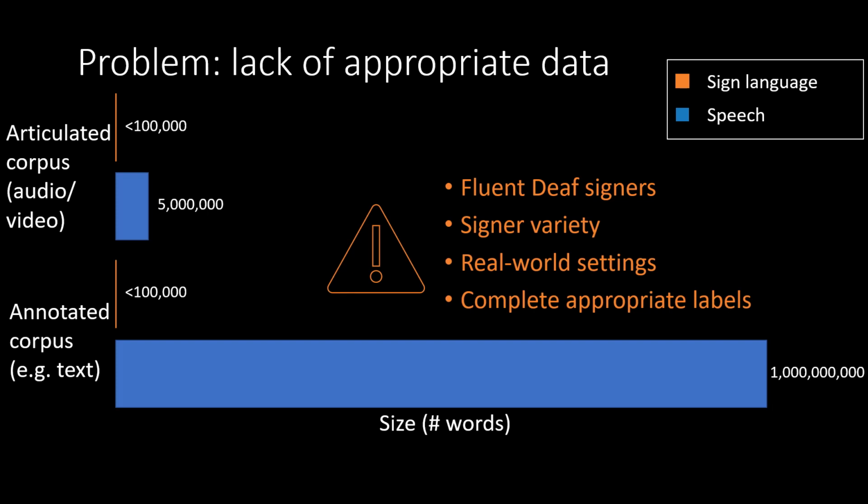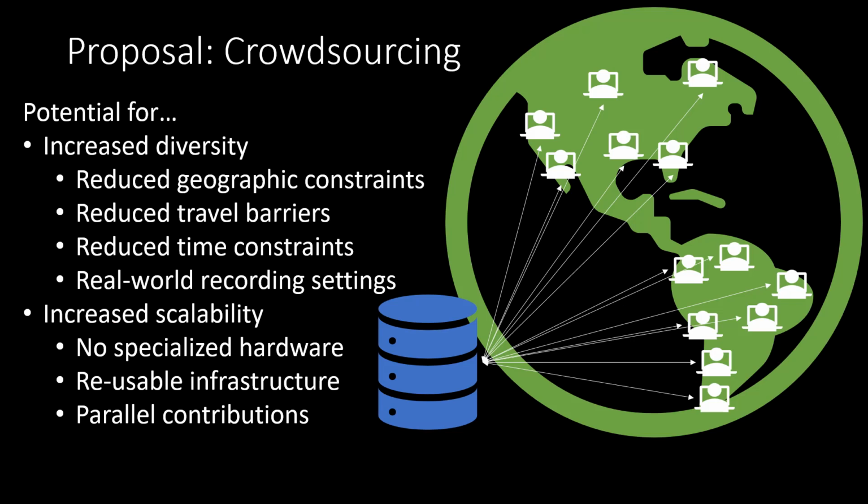To enable signing communities to curate sign language datasets that overcome these limitations, we consider the possibility of crowdsourcing sign language videos. Crowdsourcing has been used successfully in other domains and has the potential to increase diversity, for example, by reducing geographic constraints, travel barriers, and time constraints, and by enabling recording in real-world settings. Crowdsourcing also has the potential to increase scalability by not requiring specialized hardware, leveraging reusable infrastructure, and enabling parallel contributions from the crowd. Crowdsourcing sign language videos also presents challenges, though.